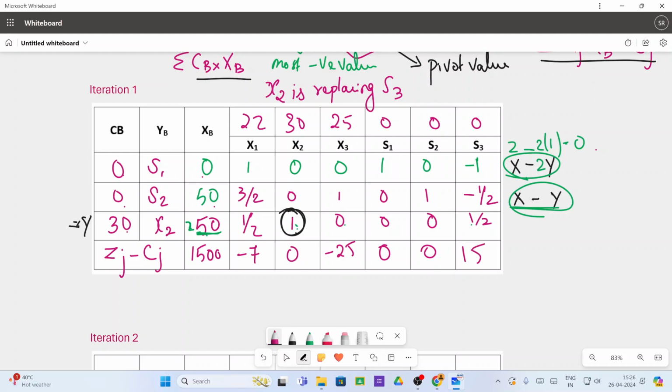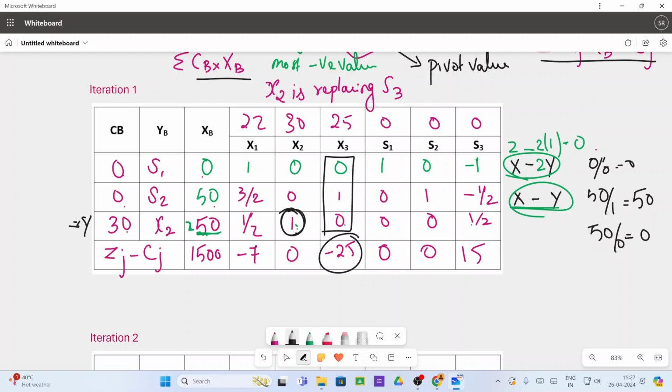Now the next thing is you have to find out the most negative value. This is your most negative value, so you have to select this particular column. And you have to divide this selected column with the xp values. So it is 0 divided by 0, which is 0, and the next one is 50 divided by 1, which is going to be 50, and the next one is 50 divided by 0, which is again 0.